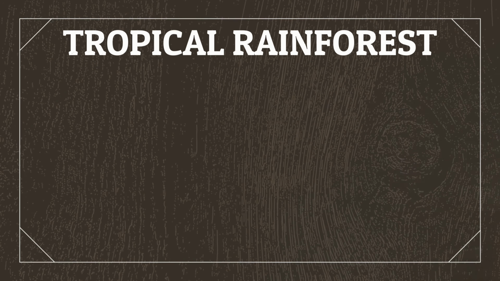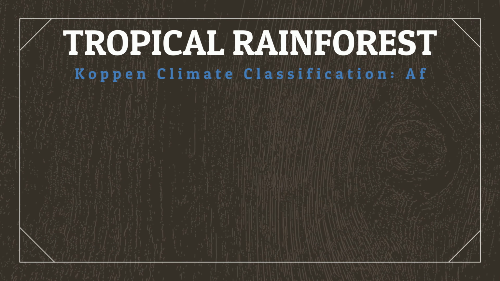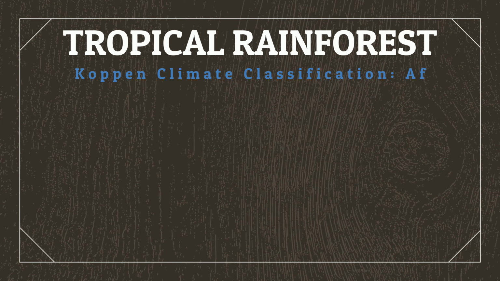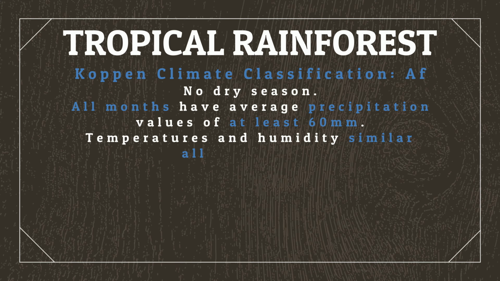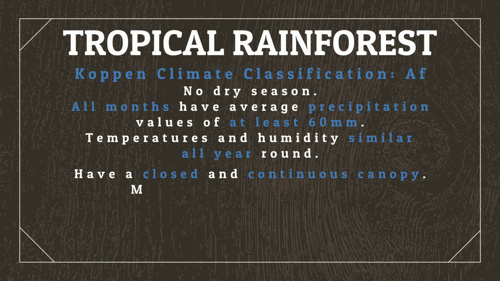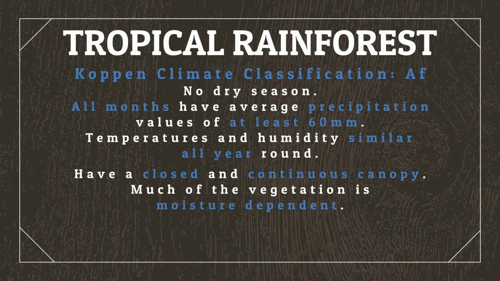Alright, let's do this. Tropical rainforests, according to the Köppen climate classification system, are classified as areas in which there is no dry season, with all months having average precipitation values of at least 60 millimeters, and temperatures and humidity being similar all year round. Rainforests are distinguished by a closed and continuous canopy, with much of the vegetation being moisture dependent, and the conditions here are simply too wet for regular wildfires.